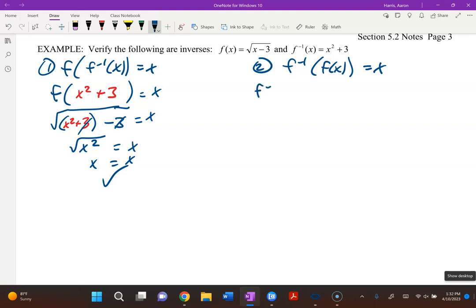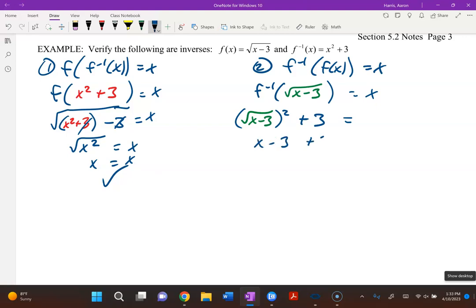Condition number two, f inverse of f of x, which is square root of x minus 3. Does that equal x? Okay, now I'm working with f inverse. Well, f inverse is x squared plus 3. What goes in? Square root of x minus 3. Well, the square will undo the radical. So we get x minus 3 plus 3. Sure enough, we got x.